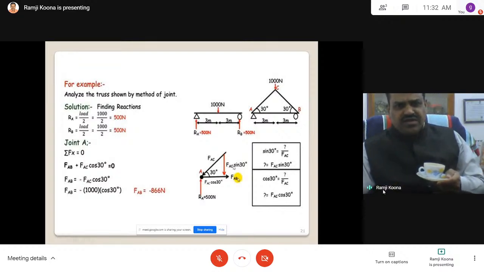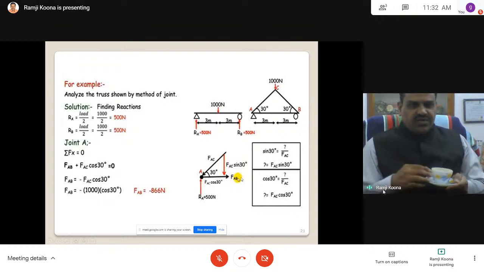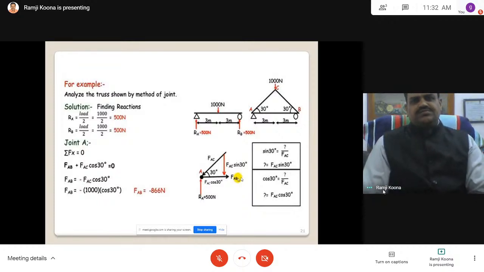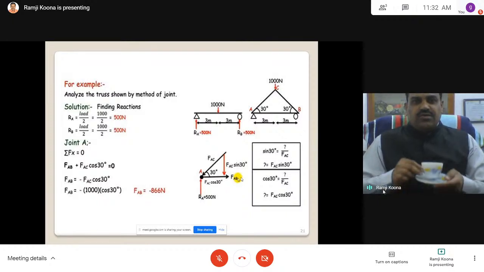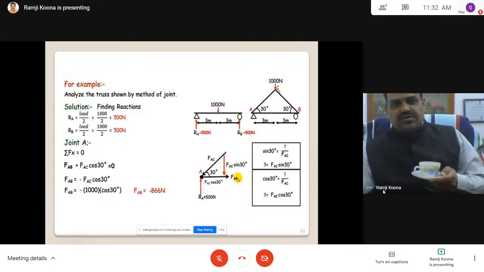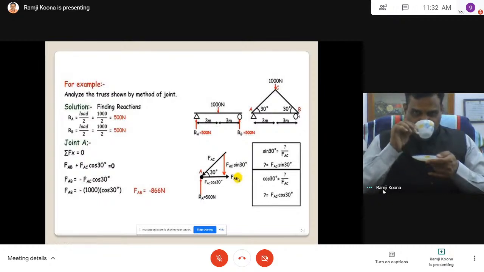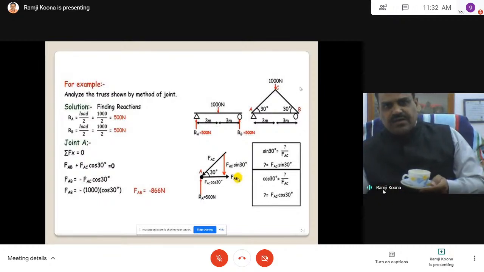Once we know FAC, the upward force and downward force, RA is equal to FAC sin 30. Then RA divided by sin 30 will give FAC, the force in the member. Like that you will get FAB and FAC. Two equations, two unknowns. You can solve. This is a concept you have to repeat for other joints also. By this time this force you already determined. Like that you go on and analyze the truss.